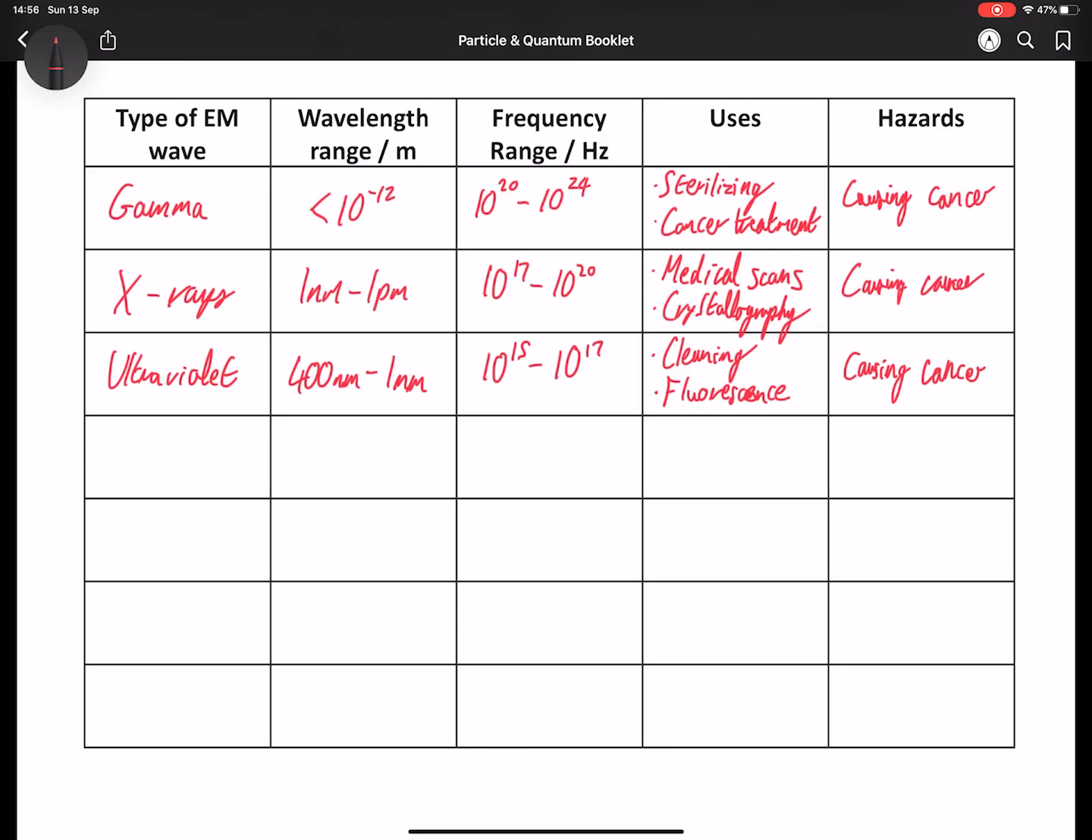Now in the middle of this spectrum, we have visible light, which has the smallest range. And the only reason we classify it is because it's the only one we're actually sensitive to, the one we observe. So this ranges from 750 nanometers to 400 nanometers, give or take.